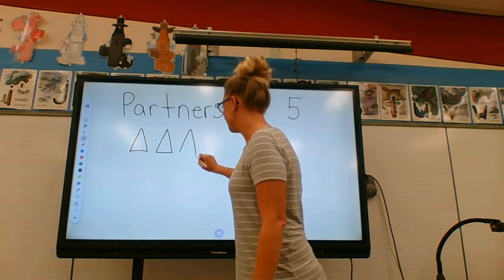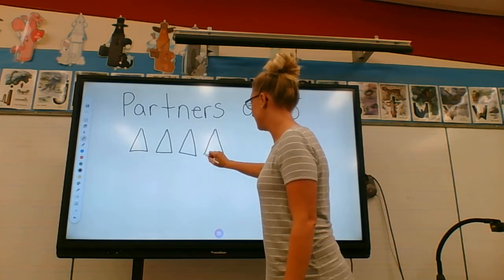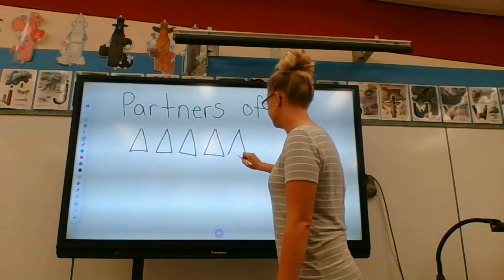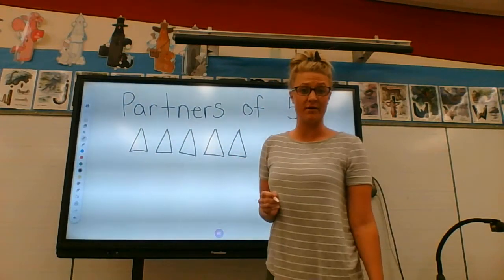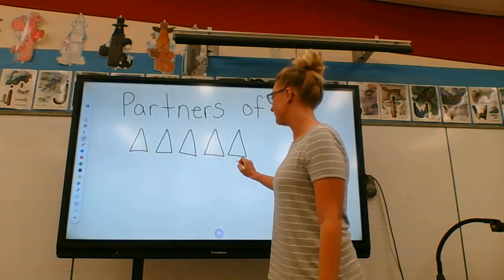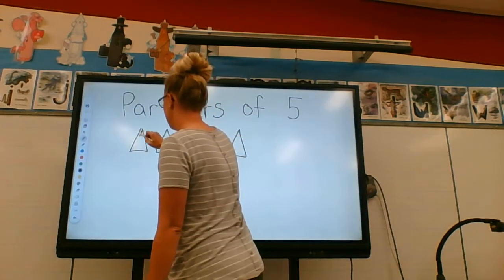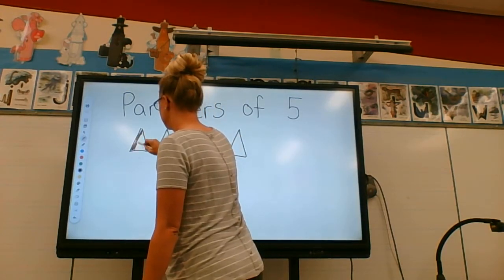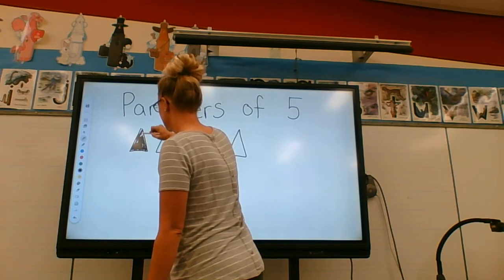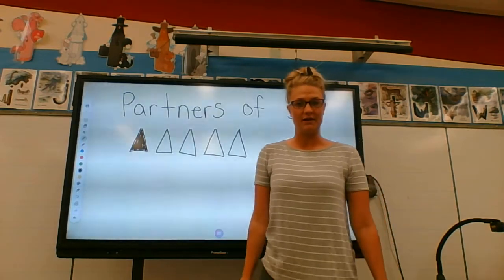So I'm going to make 5 triangles, just like the ones in your packet today, and I'm going to shade one in. Okay, so let's count and double check to make sure we have 5. 1, 2, 3, 4, 5. So we have our 5 triangles, and now I'm just going to shade one in. And now our job is to write the equation.